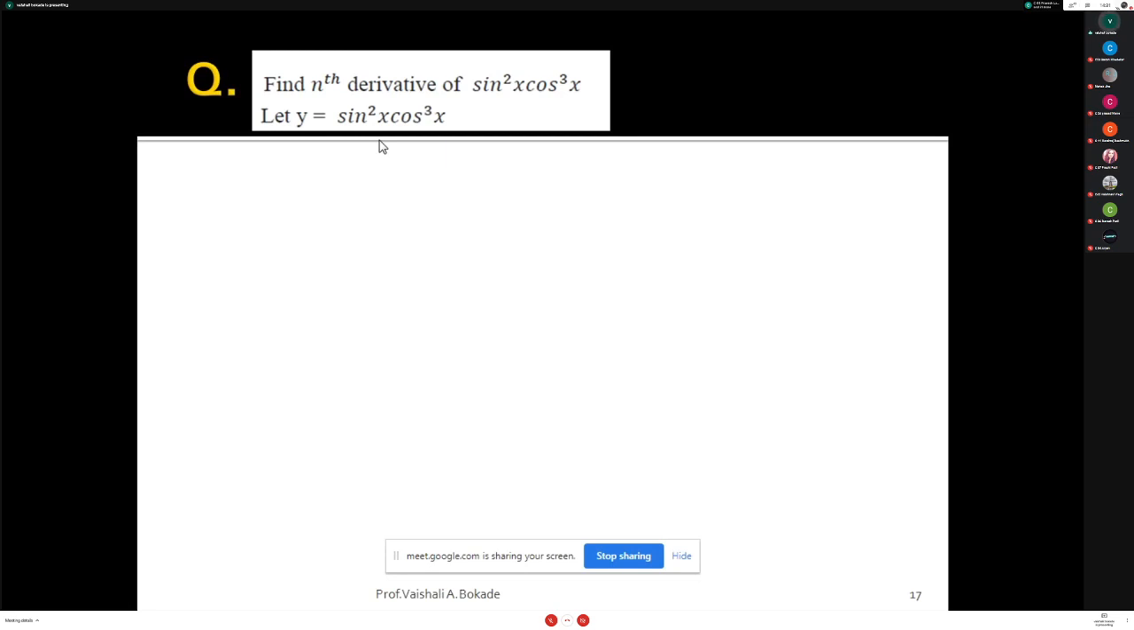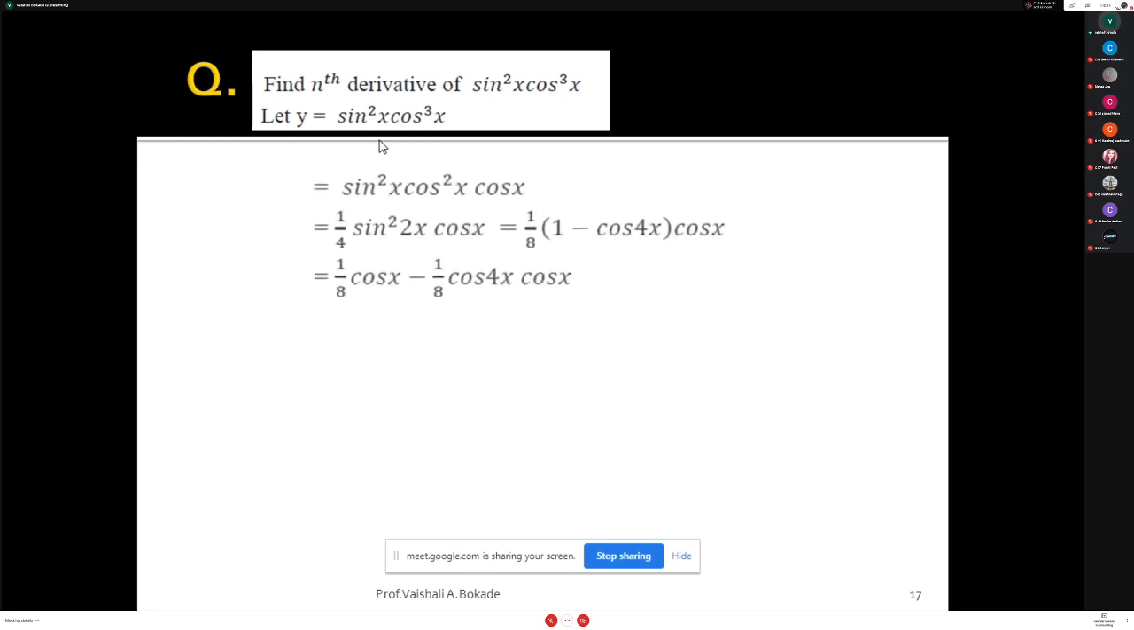So how to proceed for this? My main purpose is writing this function sine square into cos cube in terms of addition or subtraction of sine or cos. So see what I'm doing here. I am just writing this function in terms of sine square, and I am writing cos cube as cos square x into cos x.